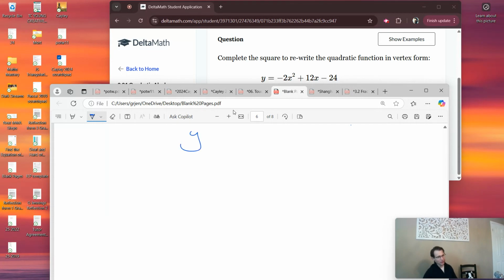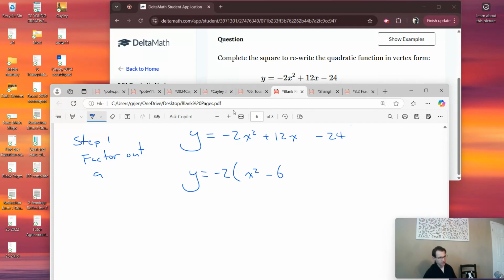Okay, so here we're going to now have to do step 1, which is factor out a from the first two terms. So we have y = 2x² + 12x - 24. First step is y = -2(x² - 6x) - 24. Leave lots of space, because that's where we're going to be adding and subtracting the magic number. And positive 12 divided by negative 2 is negative 6.